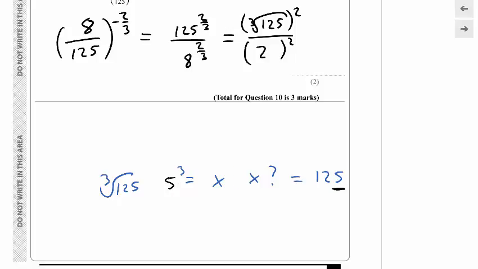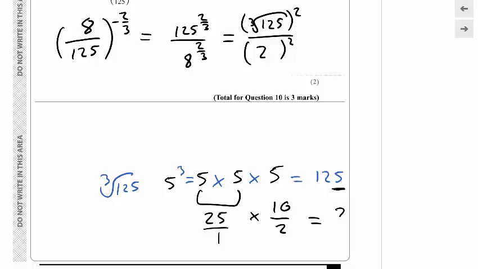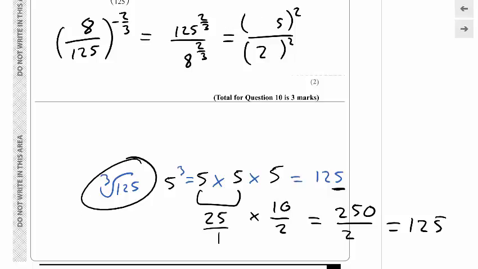So 5 times 5 times 5. Well, 5 times 5 is 25. What's 25 times 5? Well, I can convert 5 into a fraction, just being 10 over 2. And likewise, I can convert my 25 into a fraction if you want. It's 25 over 1. So 25 times 10 is 250, but then I've still got to divide by 2, so 250 divided by 2, that's 125. There we go. So I can just say that the cube root of 125 is just 5.